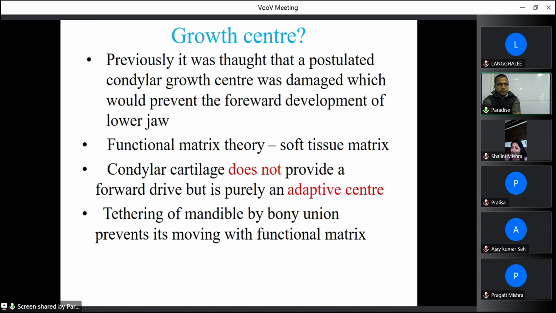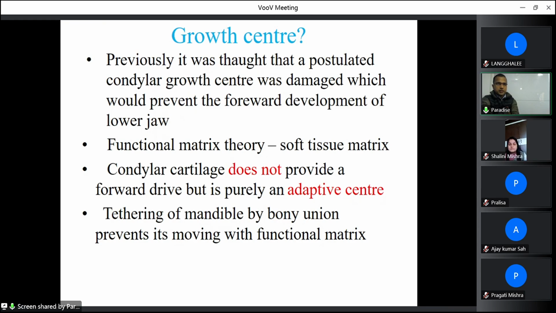So, growth center. Previously, it was thought that a postulated condyle growth center was damaged, which would prevent the forward development of the lower zone. But after the functional matrix theory given by Melvin Moss, it is soft tissue. They said that the soft tissue matrix plays a major role in the growth of the mandible. According to functional matrix theory, the soft tissue drives the mandible forward, and it will lead to a gap in the condylar region, which will lead to the secondary growth. Secondary growth of the cartilage in the condyle will lead to growth of the mandible.